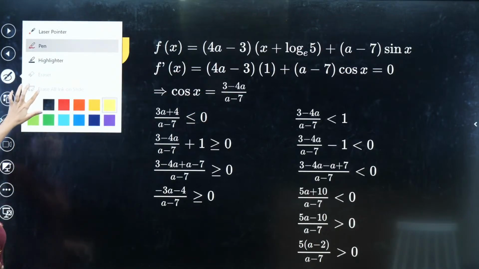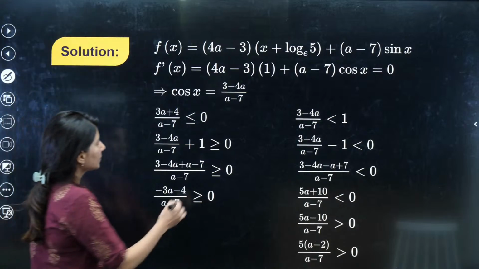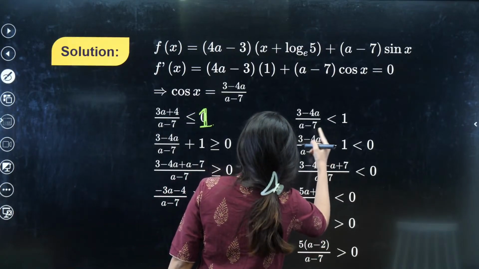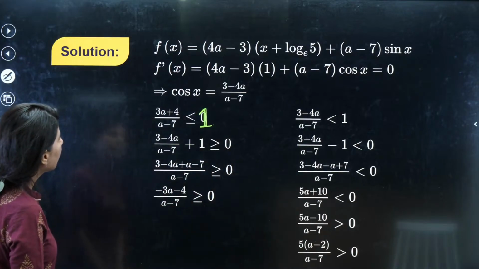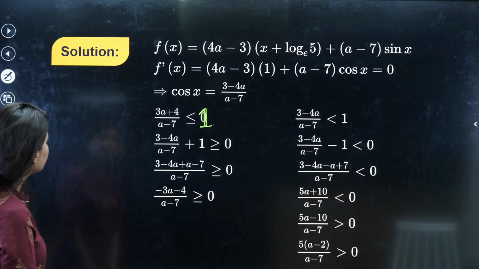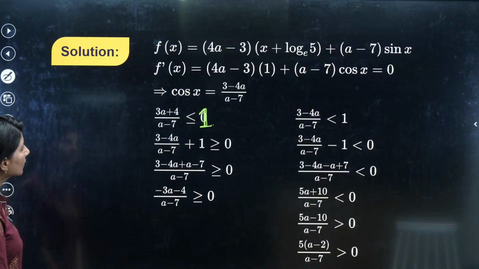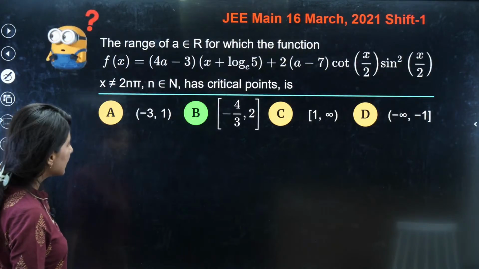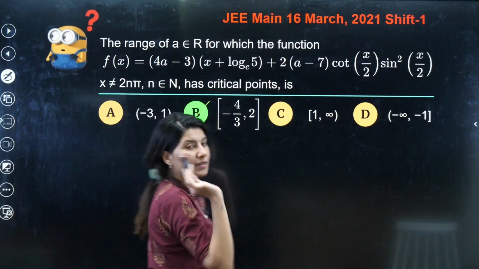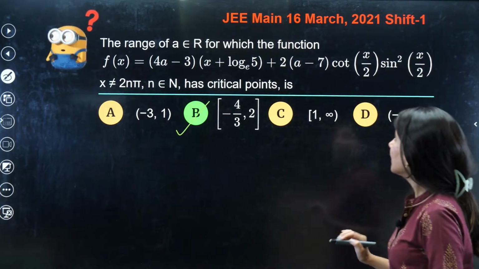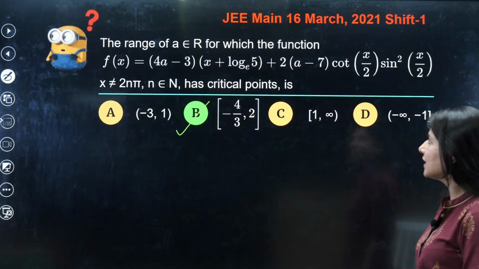Or what we can do is just make it between, so this should be less than 1 and greater than minus 1. So less than 1 and greater than minus 1. So you will get the final answer as this, option B. Correct? Option B. Right, so JEE Main 2021, good question, I would say, very nice question.